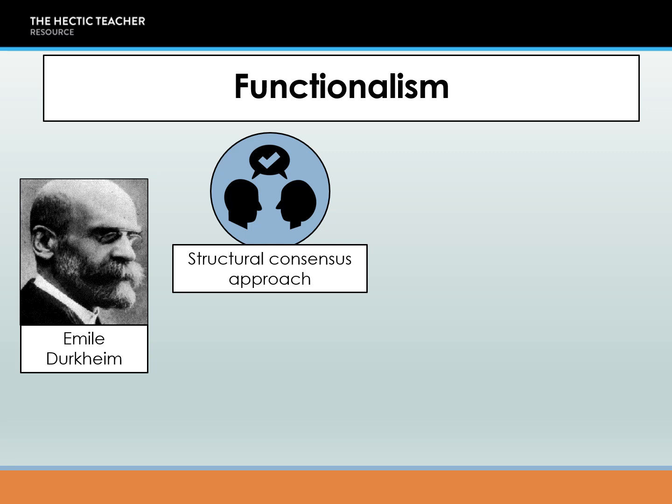It's looking at the social structures, education, crime, beliefs, religion, the media, etc., and looking at how they all interact and all work together, hence consensus, to ensure the viability and the continuation of society. So when we talk about functionalism, we're talking about a structural consensus approach. It's not looking at the individual, it's looking at those social structures and how they work together for the benefit of society.